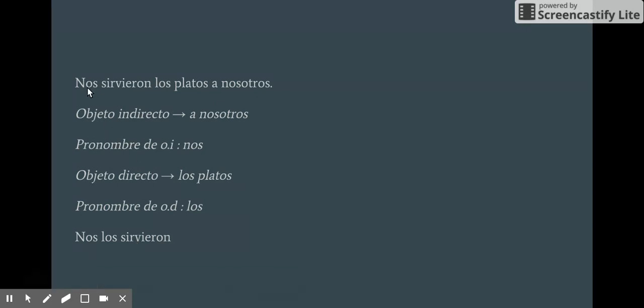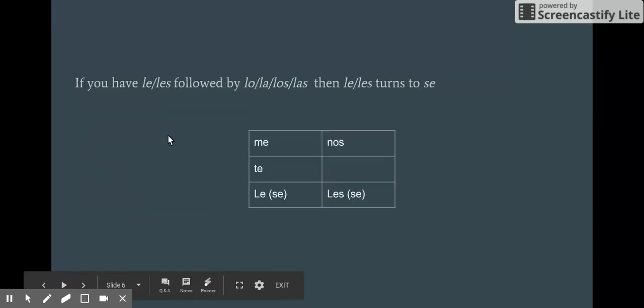In this example, nos sirvieron los platos a nosotros. To find the indirect object, we ask, to whom were the plates served? Well, they were served to us, a nosotros. So nos would be the indirect object pronoun. What was served? ¿Qué sirvieron? Los platos. So los platos would be the direct object. So since we know the acronym is RID, indirect first followed by direct, we would have nos los sirvieron.